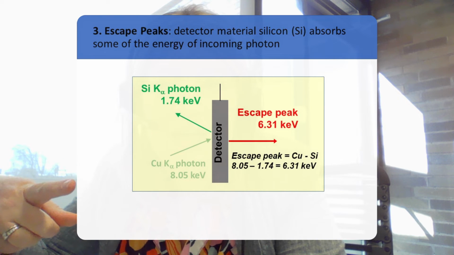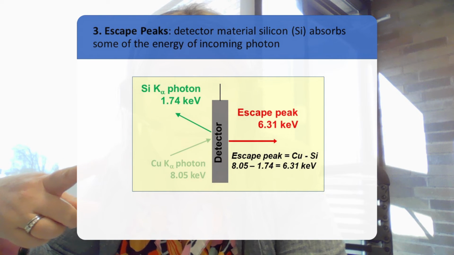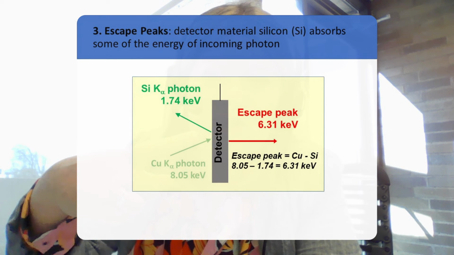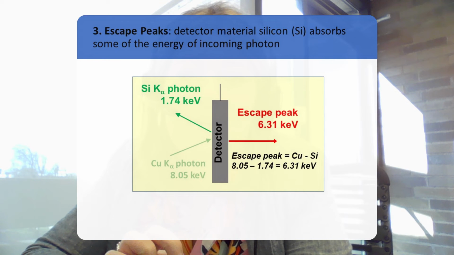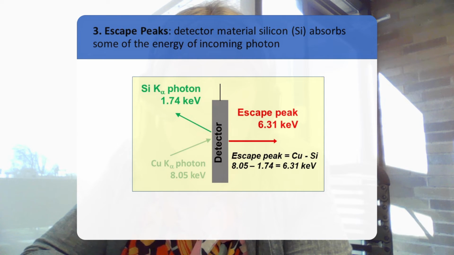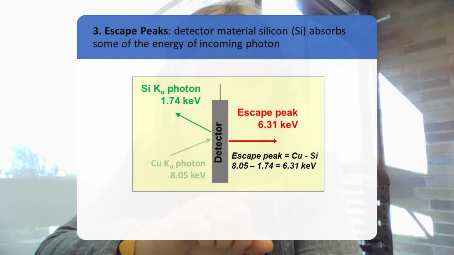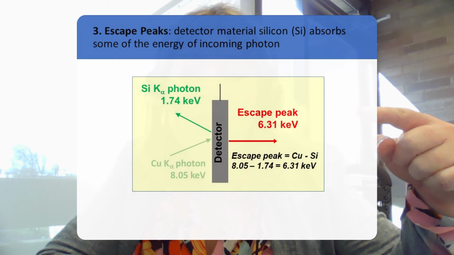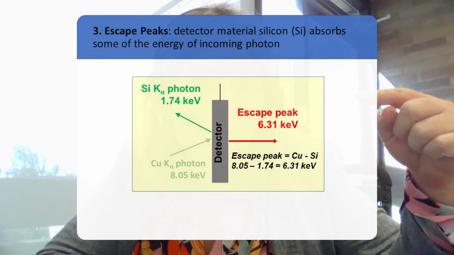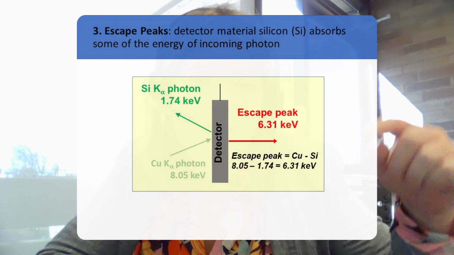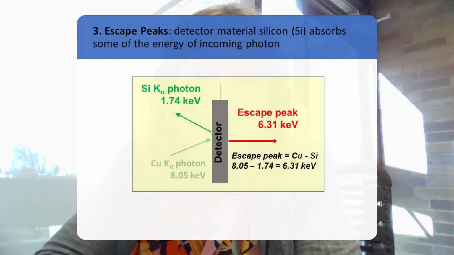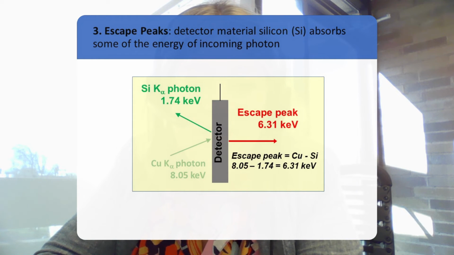Here, we can see that an incoming X-ray, a copper K alpha X-ray having an energy of 8.05 keV, is actually measured as having an energy 1.74 keV less than that. So 8.05 minus 1.74 gives us a peak energy of 6.31. So the detector produces a response to the system, to the transducer, which then goes to the signal processor and readout, showing an escape peak having an energy of 6.31 keV.